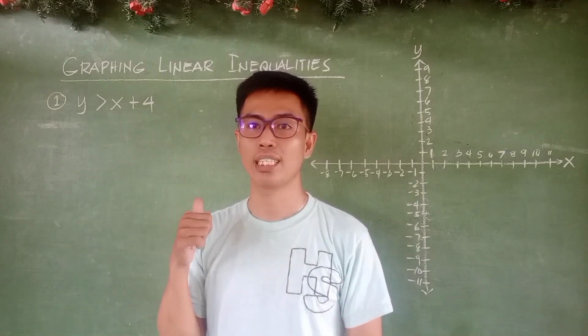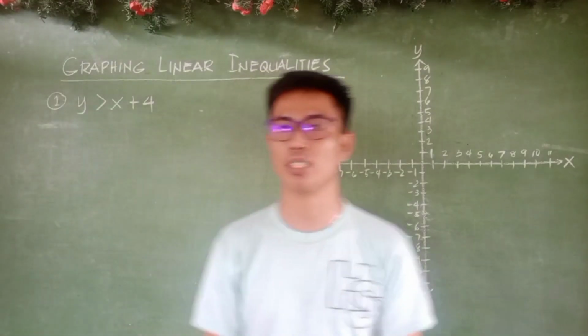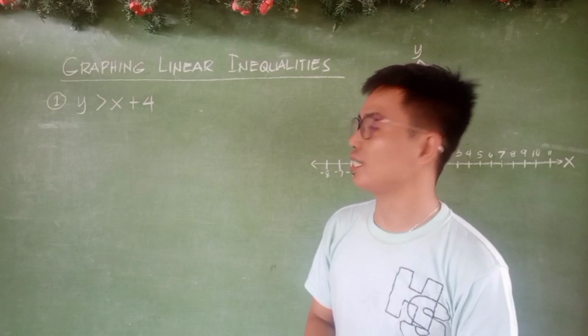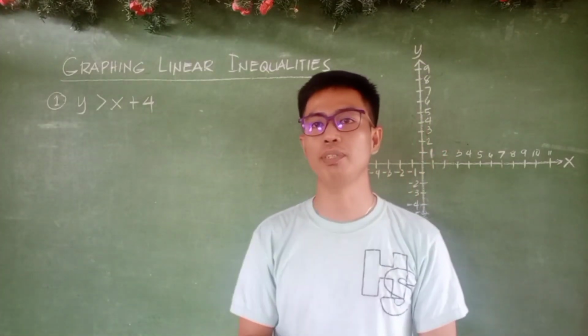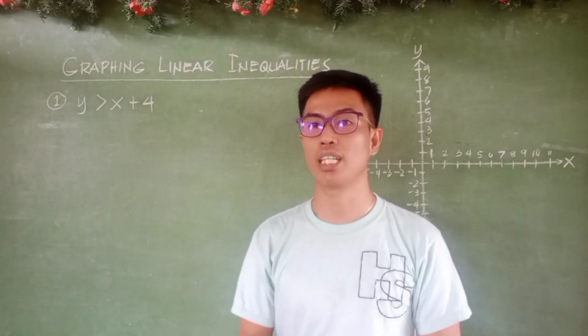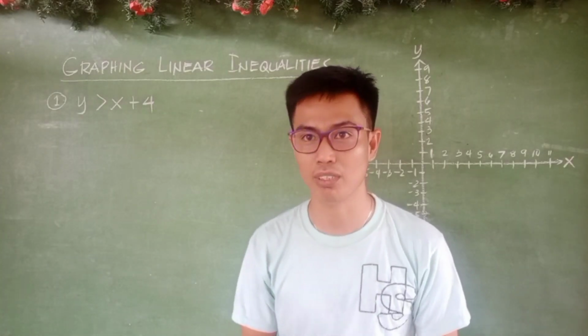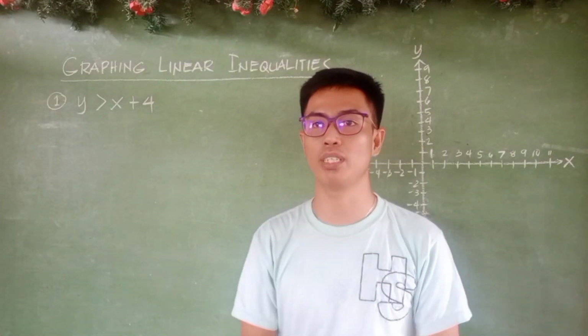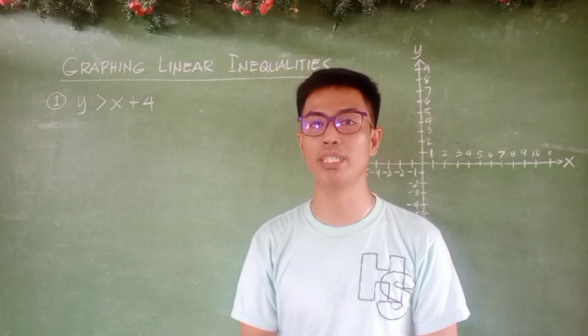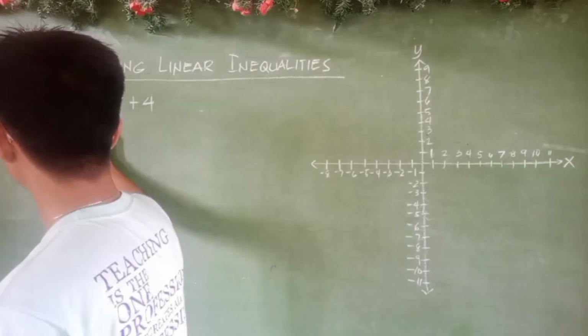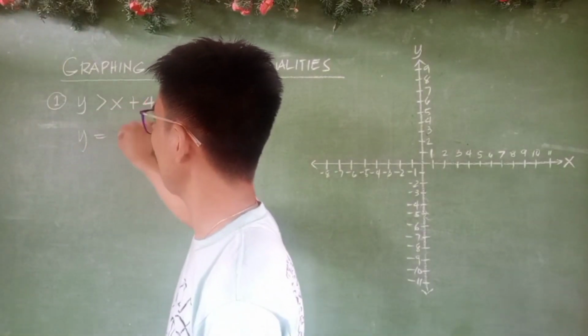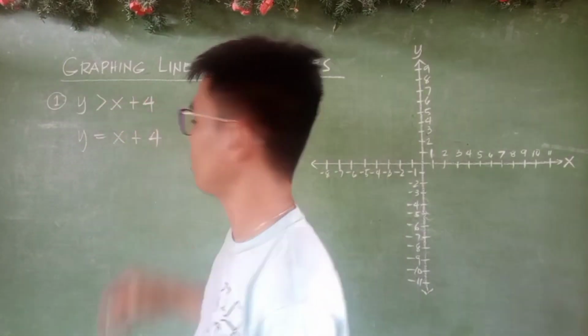So, let's try graphing this given. So, we have here y is greater than x plus 4. So, ang una nyo gagawin dyan is gagawin nyo siyang equations. Anong ibig kong sabihin? Yung relationship symbol is papalitan nyo lang muna for the meantime ng equal. So that will be y equals x plus 4.